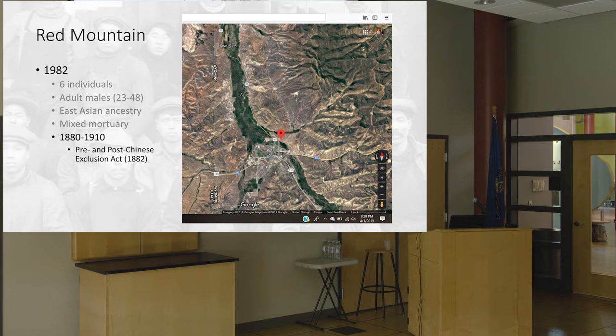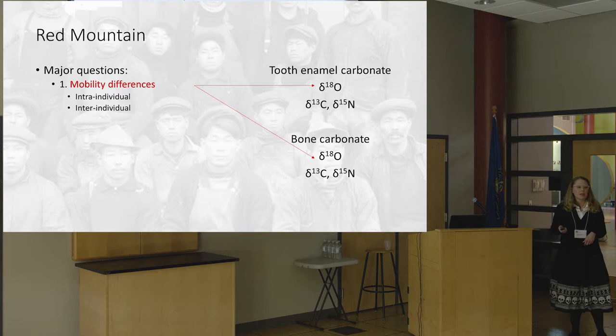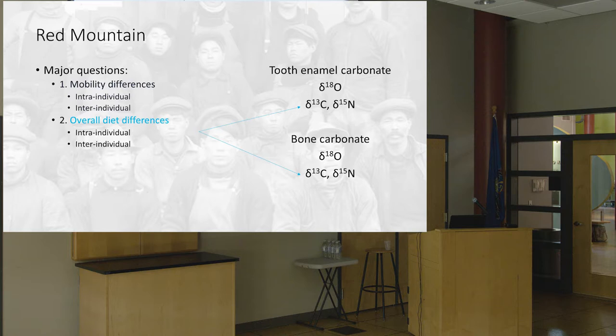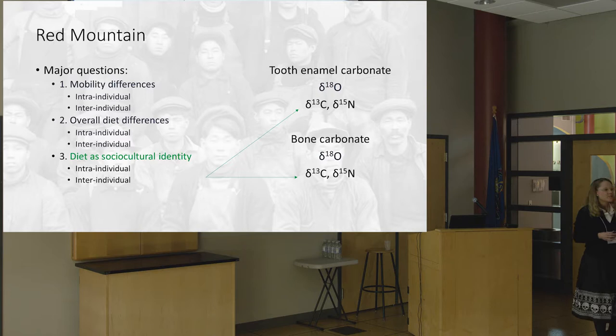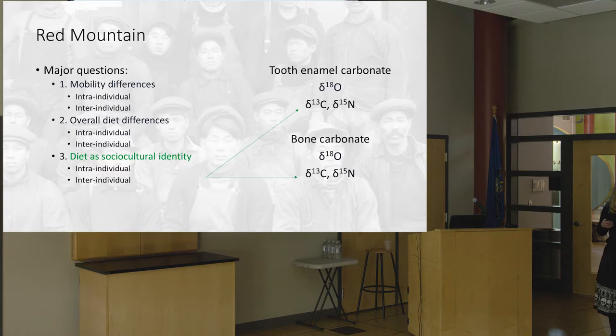Where did these people come from, right? So our major questions: we're looking at mobility differences between individuals and within individuals, so teeth versus bones. Where do they move, and between individuals? Also, overall diet differences, both at the beginning of life and at the end of life. Are we seeing a continuance of diet as a socio-cultural identity factor? So are we seeing people eating comfort foods, eating the same foods they've been eating their entire life, as a means of reaffirming their identity across the diaspora?